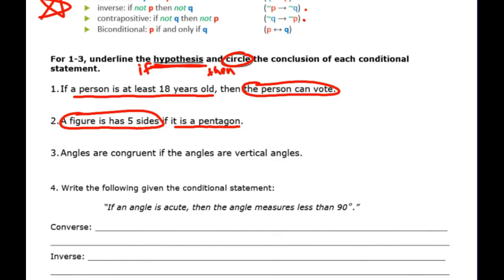Same thing with number 3. My if is right there in the middle. I underline after it, and that means the beginning is my conclusion.